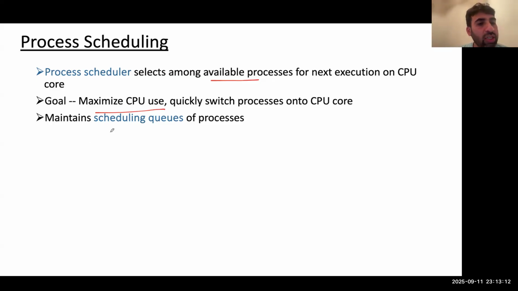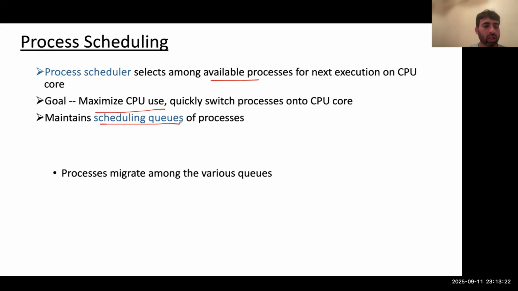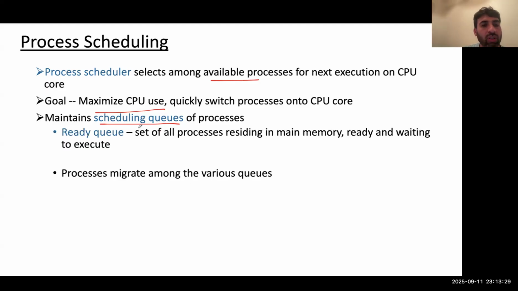The job of the scheduler is also to maintain the scheduling queues of processes. What are those scheduling queues? We will have a look at them in a figure in an upcoming slide. So during its lifetime, a process can migrate among various queues. For example, a process can be in a ready queue. The ready queue is a set of all processes residing in main memory, ready and waiting to execute.